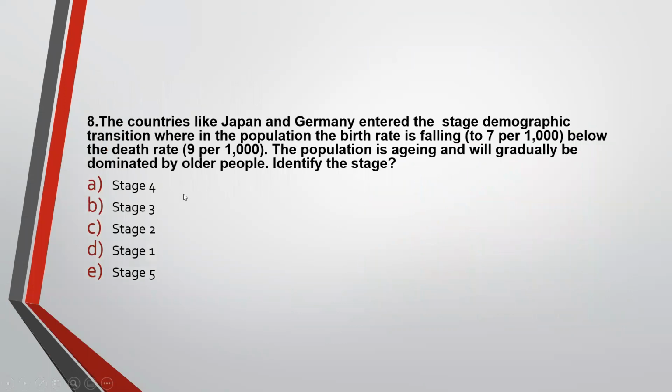The answer is C. Now, a country like Japan and Germany has entered a stage of demographic transition where the birth rate is falling below the death rate and the population is aging and gradually dominated by the older population. Identify the stage. Stage 5. Yes, E. It's stage 5.